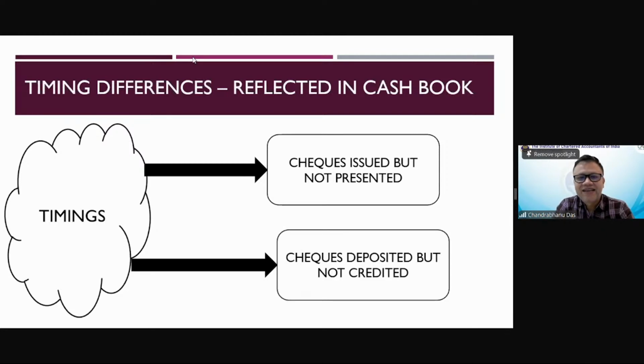The second thing: checks have been deposited. Customers have given you checks. You have deposited the check, but the bank has not credited it. You have got a check.